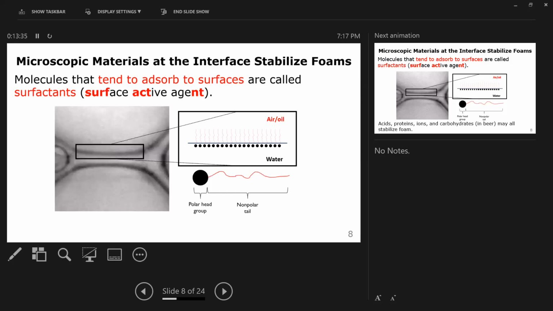And a surface active agent, or a surfactant, is basically a material. It can be a molecule, it can be a particle, that has some parts that like one phase, like the CO2, and some parts that like the water. So as a consequence, it sits at the interface, right?